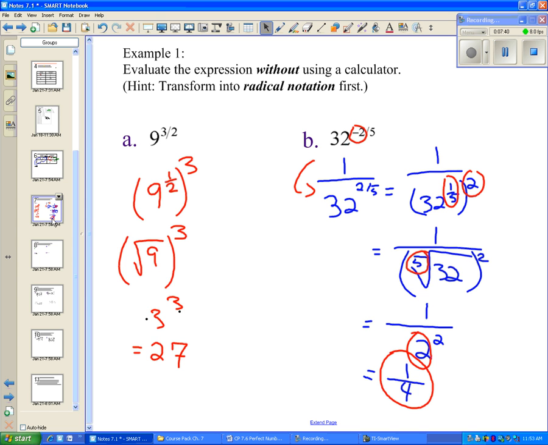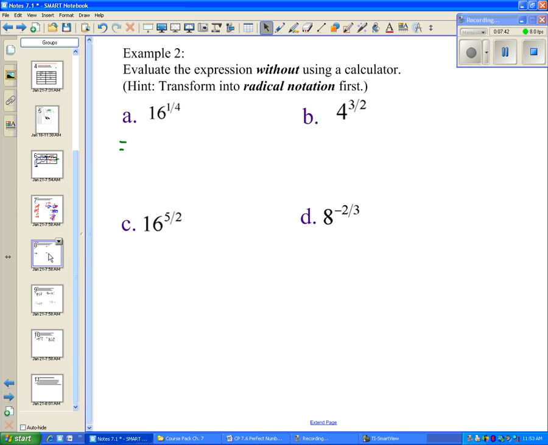So let's look at another example. Example 2, evaluate the expression without using a calculator. Okay, well, let's do the same thing. The 4th root of 16, 16 to the 1/4, I'm already reading it the way. 16 to the 1/4 is the 4th root of 16. That's asking what number times itself 4 times is 16? Well, that's 2. So my answer is 2.